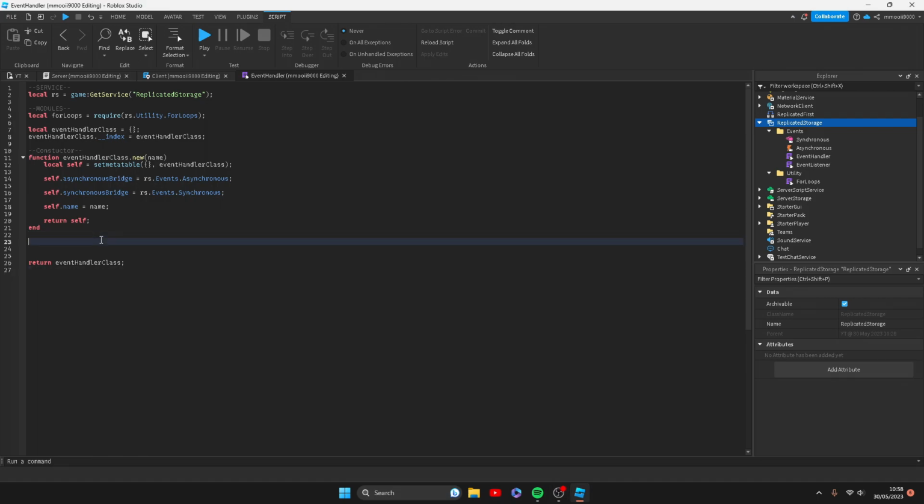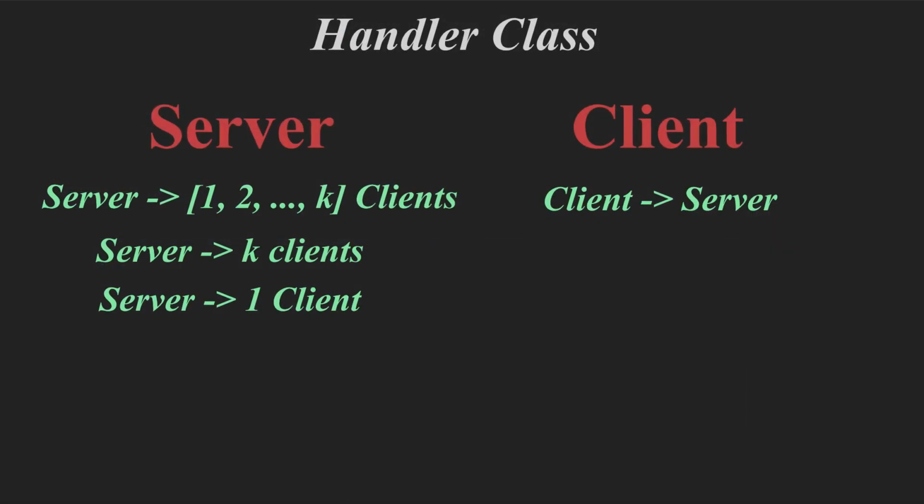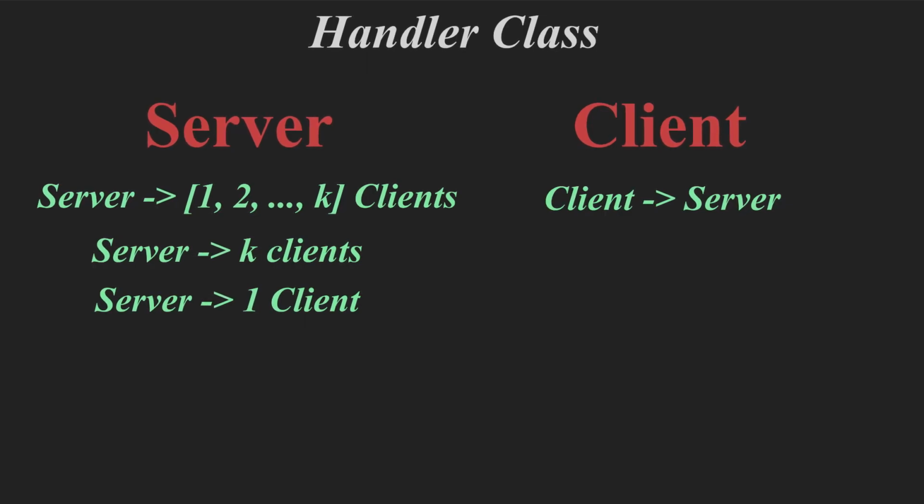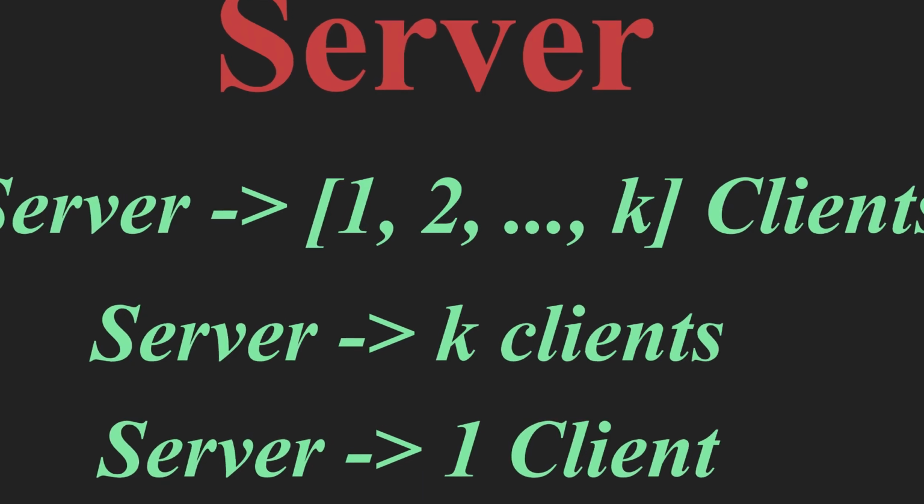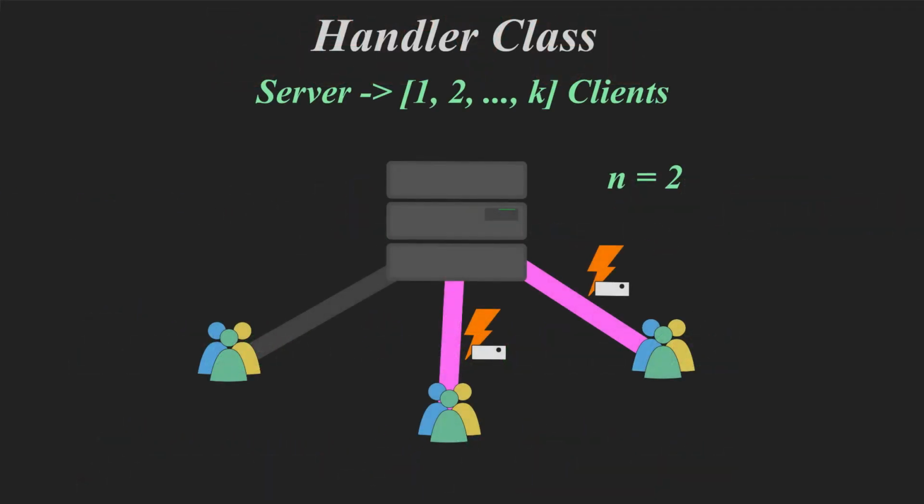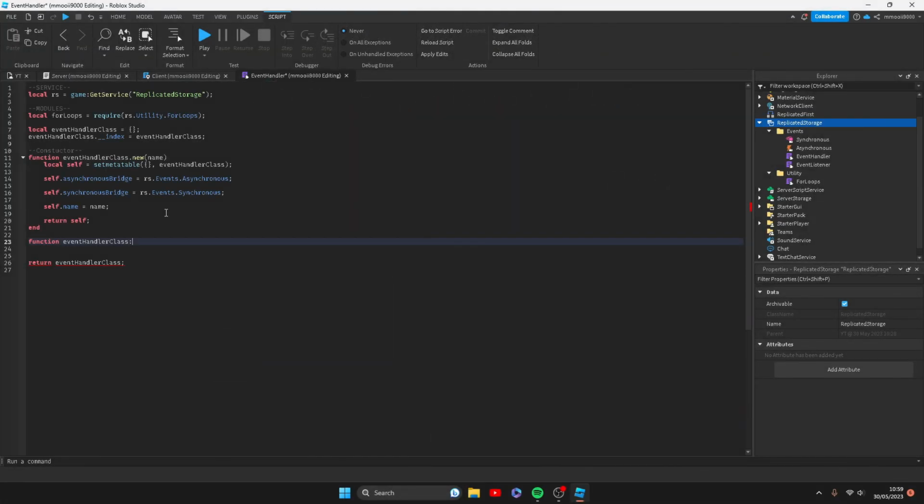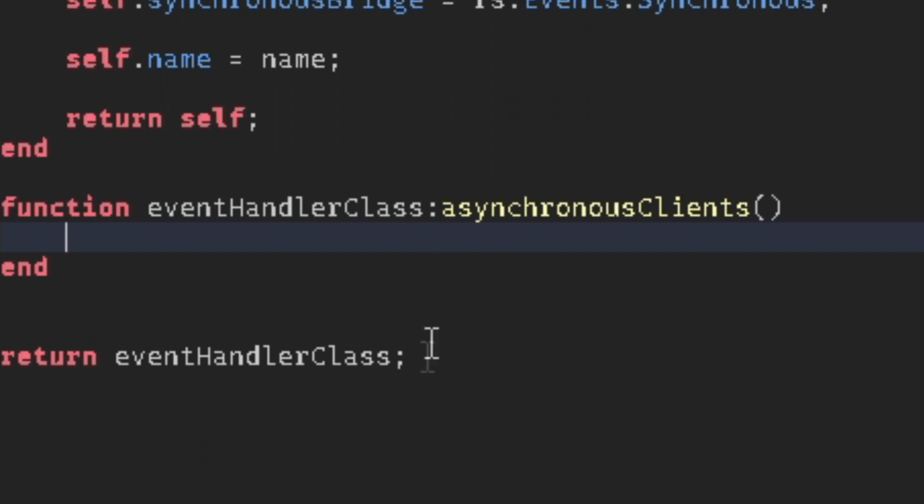We want asynchronous types and we want synchronous types. So for each function we create in our class, we want to create a function for each type of data we want to send. Now on the screen you can see the different types of communication we're going to add to our event handler. We want to send data asynchronously to a number of clients, and that means that you're sending out an event from the server to a certain number of clients. That could be one client, it could be 5 clients, but we want that to be a function. So that will be our asynchronous clients.